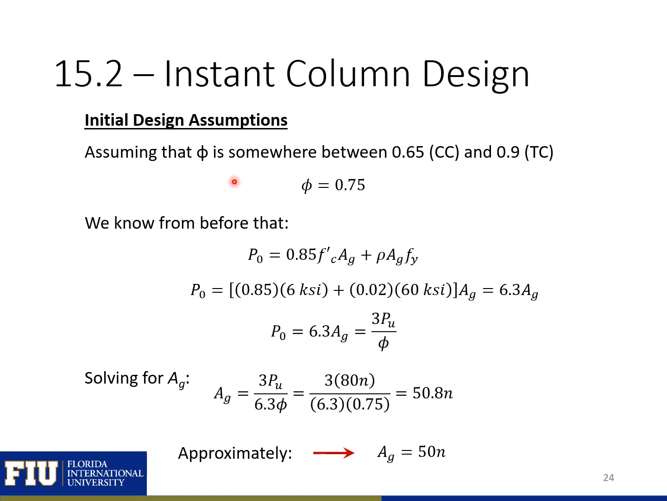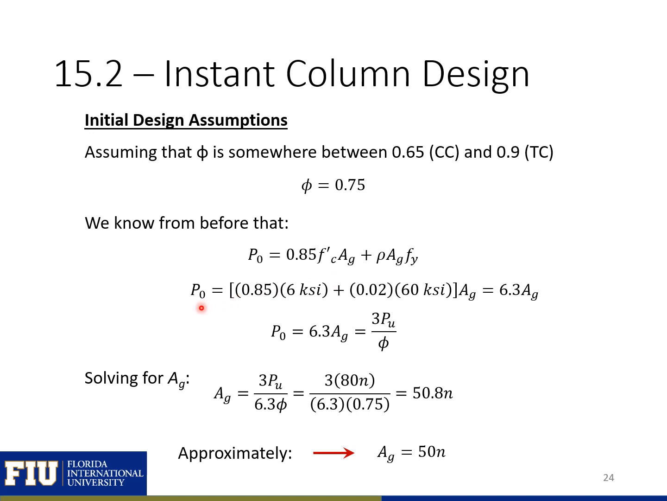We will assume here that we have a phi factor somewhere between compression controlled and tension controlled. So we'll just assume initially that we have a phi of 0.75. And we know from before that our P naught, our pure axial compression strength of the column, is equal to 0.85 times F prime C times AG plus rho times AG times Fy. So here I'm not taking out the steel area from our concrete area, but again, this is an approximate equation, so we'll just assume this is okay for now.